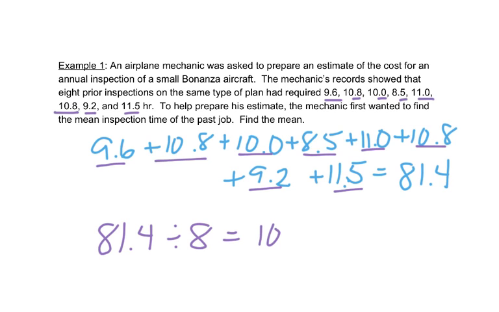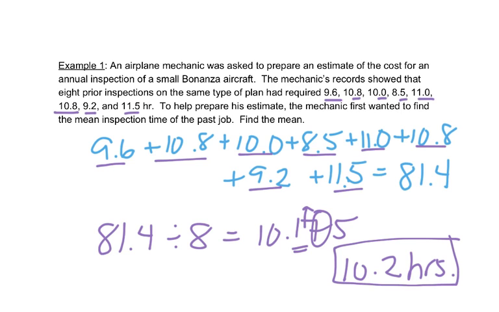And we get 10.175. Now, if you notice, each one of the numbers given to us was rounded to the nearest tenth. So let's do the same thing here. The 7 afterwards tells us to go up. So we have 10.2 hours as the mean.